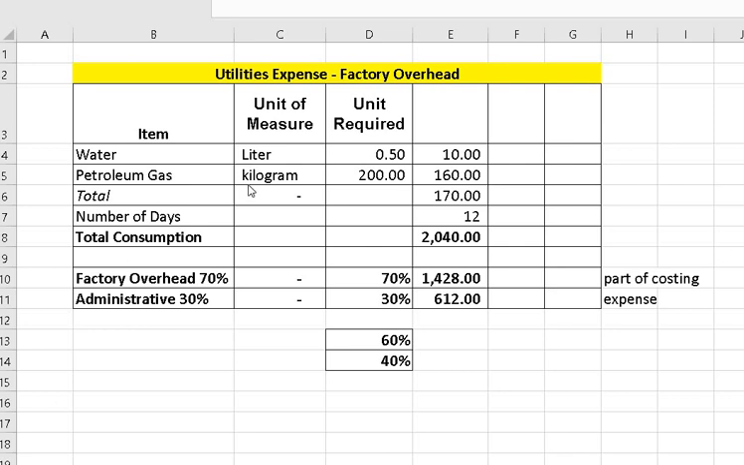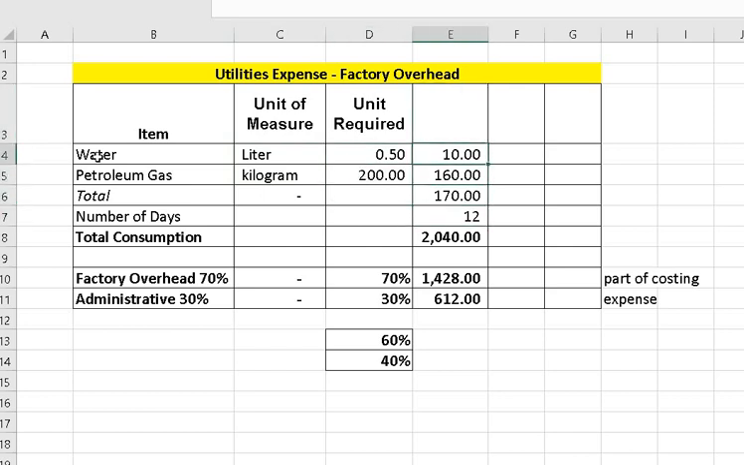So allow me to use the Excel or the spreadsheet so we can able to present properly kung paano yung computation ng factory overhead. So yung factory overhead are the utilities that we use in making our products, especially if it is a food product. So in our example, gumamit tayo ng water at gumamit din tayo ng petroleum gas. So, we have our unit of measurement and we have the unit required.